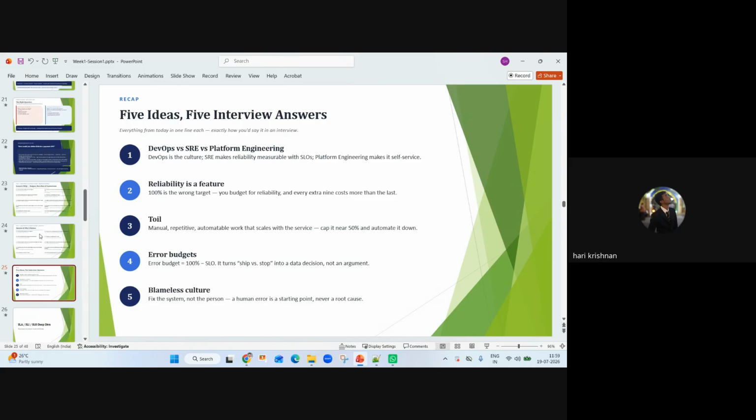May I know, in your current project, is there any tool to measure everything? Or at the end of the month, you present a PowerPoint saying this has happened, this has happened. Apart from that, is there any tool to measure everything?